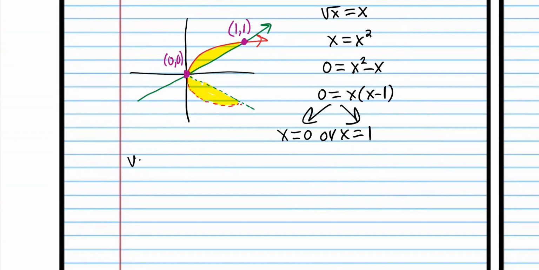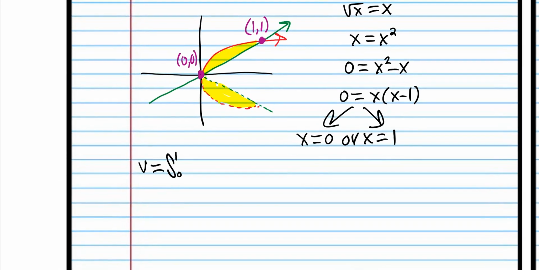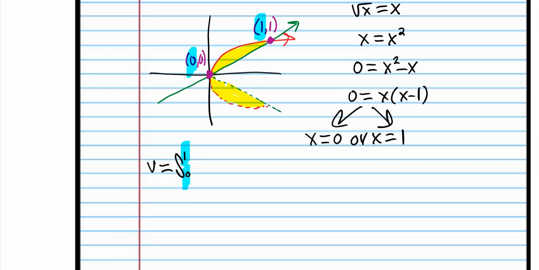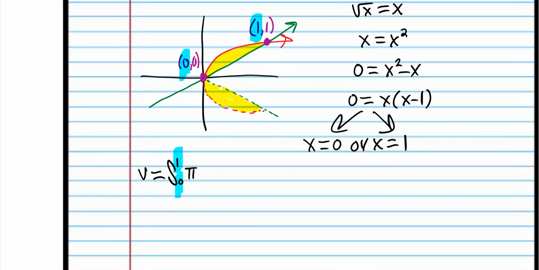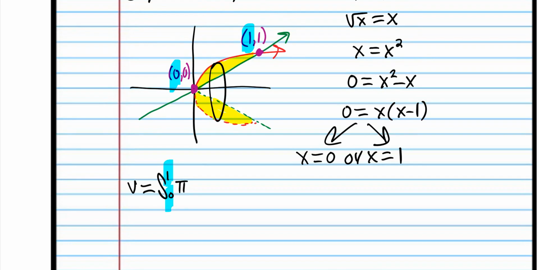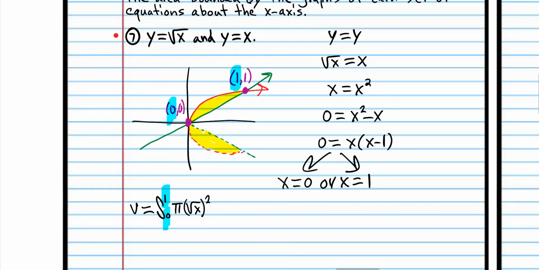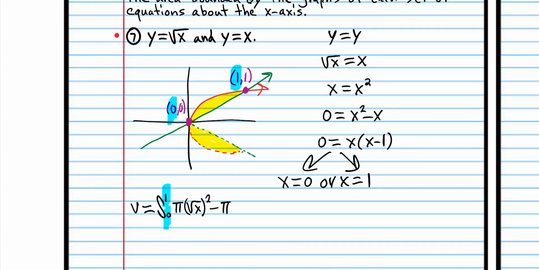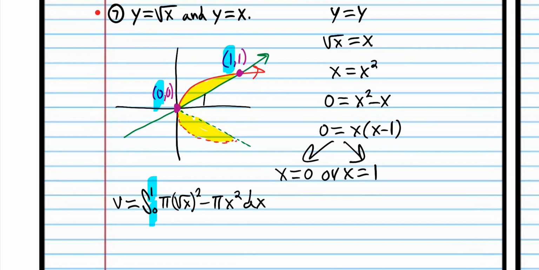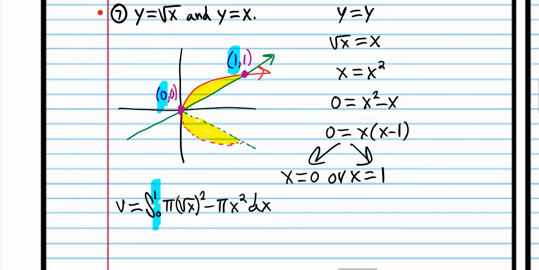Okay, so volume is equal to the integral from 0 to 1. And again, we got that from those numbers up there. 0 to 1 of pi times the radius of the bigger disk, and that's going to be root x. So pi r squared minus pi r squared, and r for the smaller disks is going to be x.